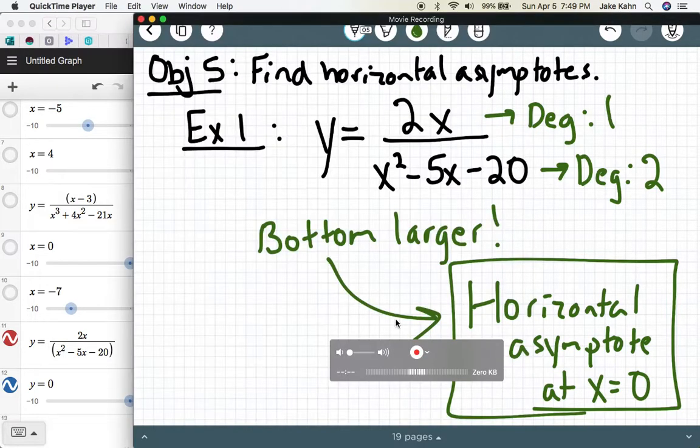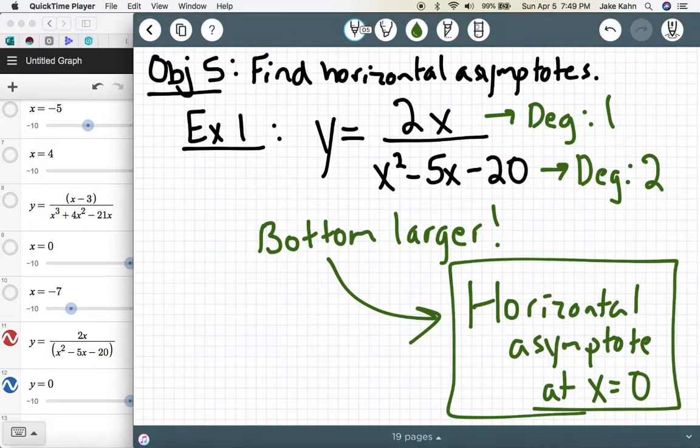I made a mistake when I wrote this originally. Please change this. Our horizontal asymptote is not at an x value, it's at a y value because it's a horizontal line. So please change that to y equals 0. Our horizontal asymptote is at y equals 0.